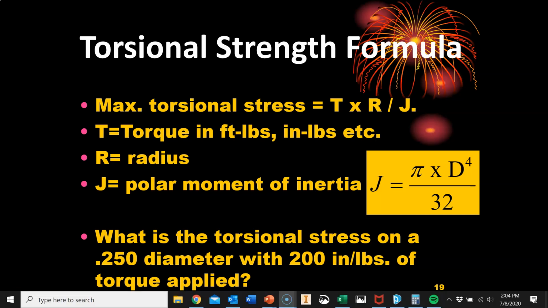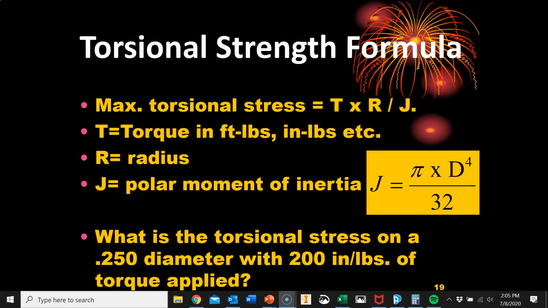The formula, you have to find J, and J is the polar moment of inertia. And that formula is J equals pi times the diameter to the fourth power, and you take that and divide that by 32, that gives you J. Then you go back up to that top formula on the slide, and to find the max torsional stress, that equals T, which is the torque, foot-pounds, inch-pounds, whatever the measurement may be, and you multiply that times the radius of the part, and then you divide it by J.